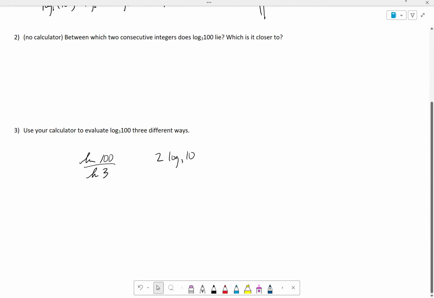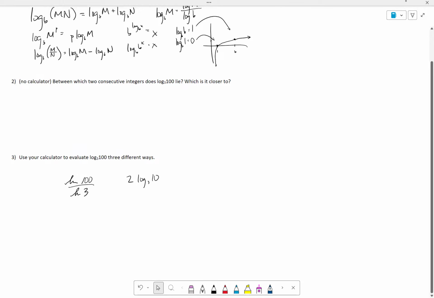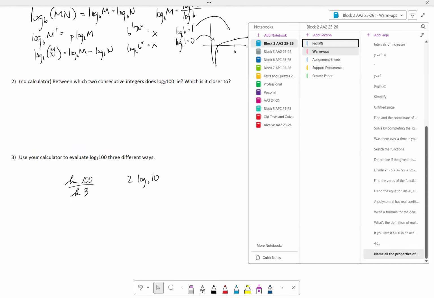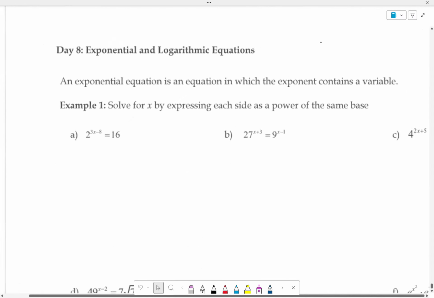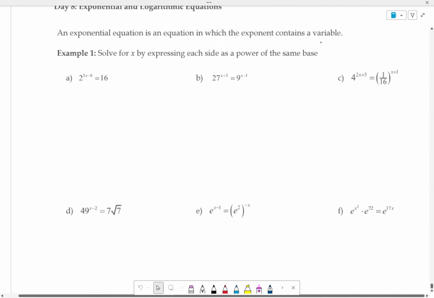Sweet. Ready for the lesson today? We're talking about solving equations. What kind of equations, you may ask? Exponential. Dun dun dun. Bam. These are all exponential equations. Notice that we're on page 35.